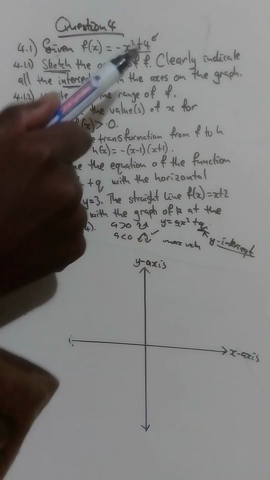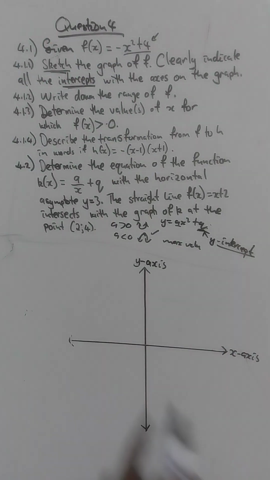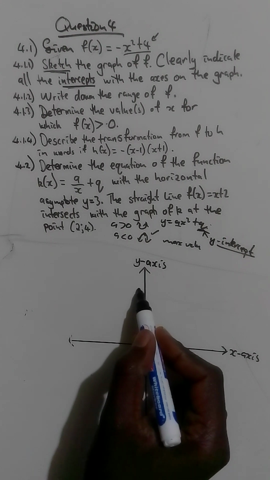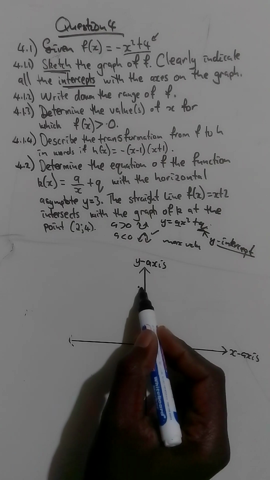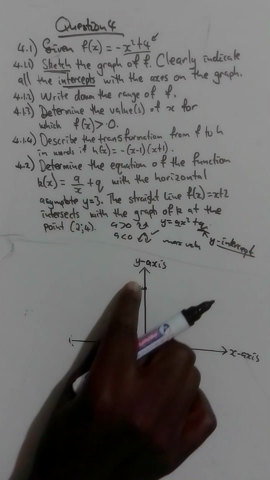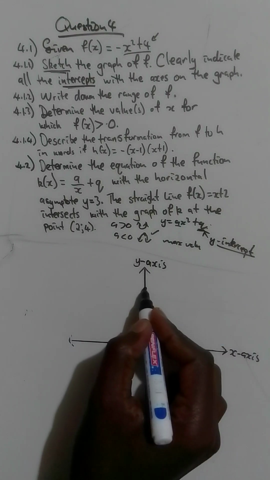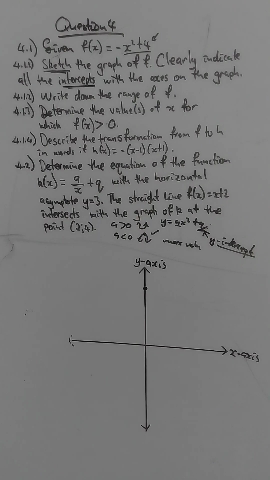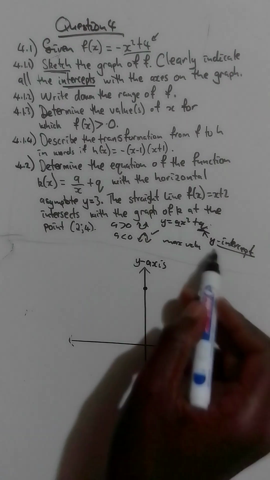And since our q is equal to 4, I will come here and say that this is where the 4 is. Here. So I'm going to plot here. Let me not write at the moment, but my graph is going to pass through here. That's the point which I'm going to call 4, the y-intercept.